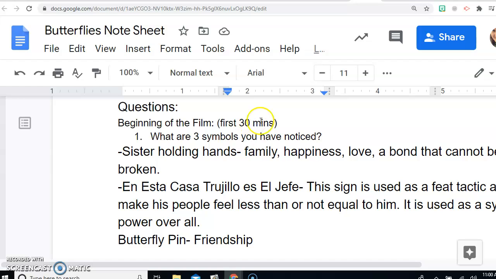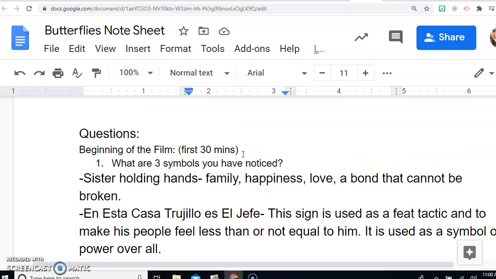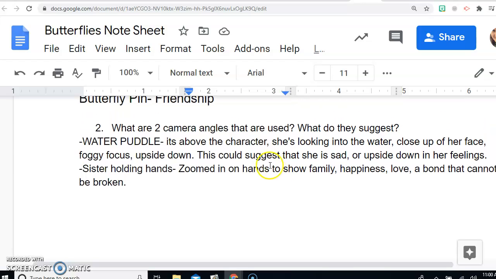So beginning of the film, it tells you the first 30 minutes, I want you to find 3 symbols that you've noticed. So these are 3 symbols that my third period noticed. The sisters holding hands, the sign that says En esta casa Trujillo es el jefe, and then the butterfly pin. And not only are you going to tell me what these symbols are, you're going to tell me what you think they mean. And then you have a second question about camera angles.